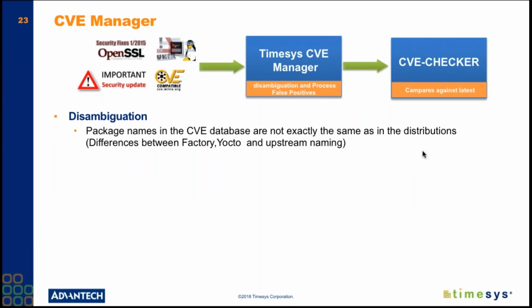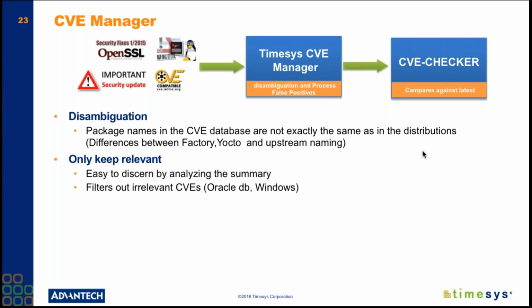So CVE Manager removes disambiguation, because a package from one distribution, or a CVE reported against one distribution, may use a different package name. So our team makes sure that we understand that a specific CVE is reported against a baseline package X, Y, and Z. So this disambiguation is removed. We only keep relevant CVEs. So if a CVE has been reported against a Windows operating system, it would not help our Linux customers. So we make sure that you're not bothered with those CVEs.